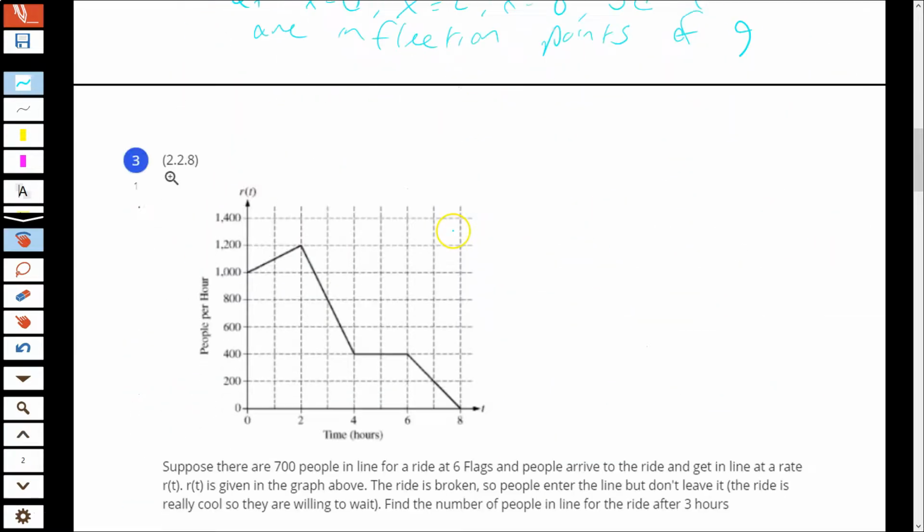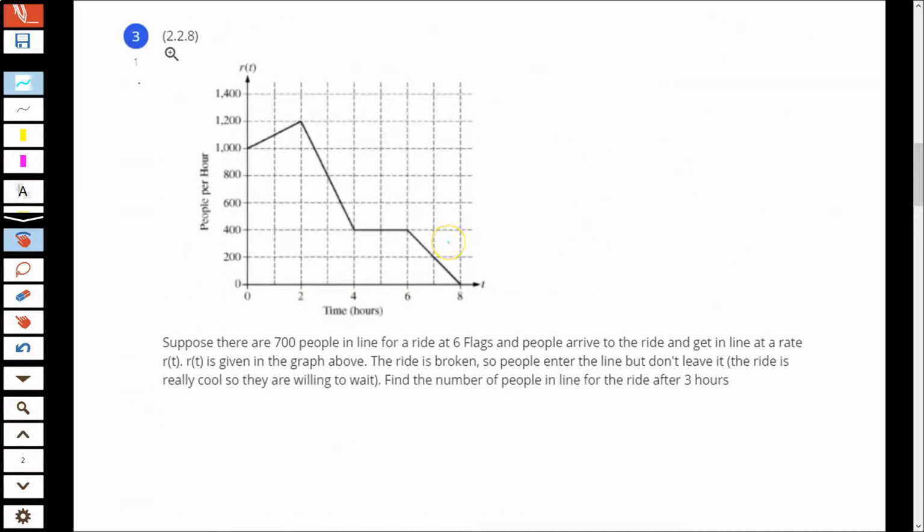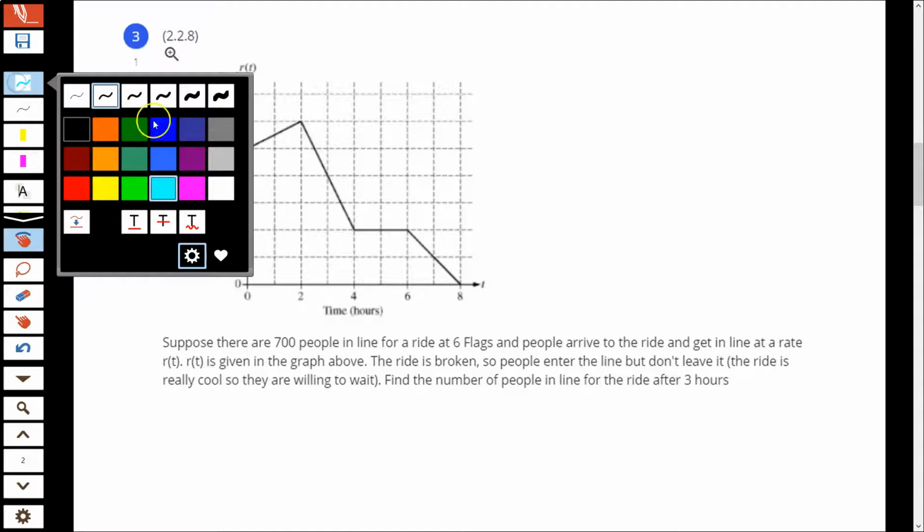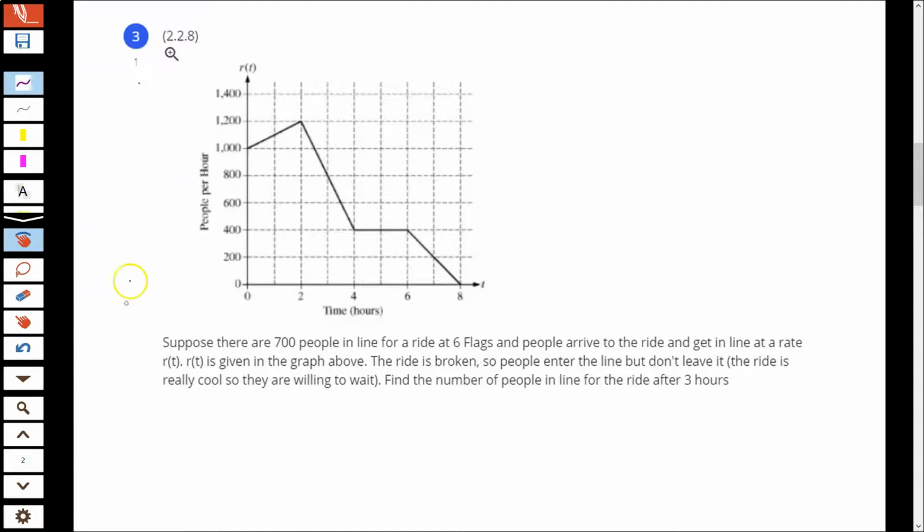Okay, number 3, here's where they start to get a little bit more challenging. You got to do a little bit of reading. So we're waiting in line for a ride at Six Flags. There are 700 people in line. I don't think you will be, but don't be attracted to this number 6. That's the name of the park. Doesn't have anything to do with the problem, right?